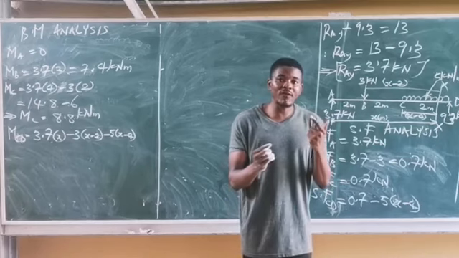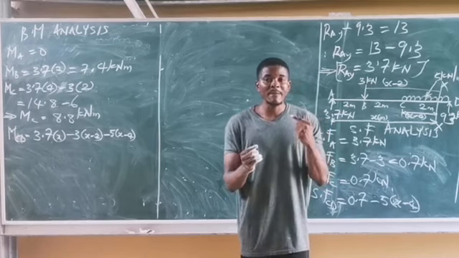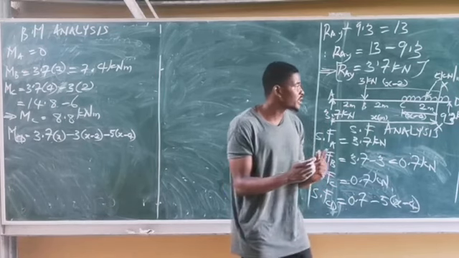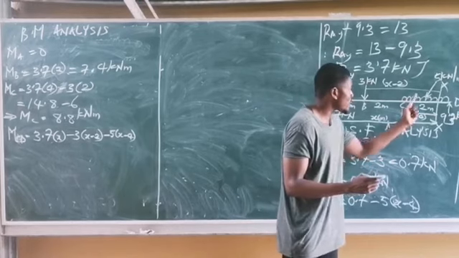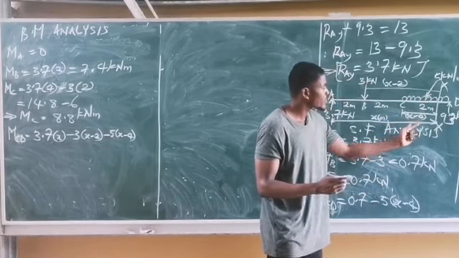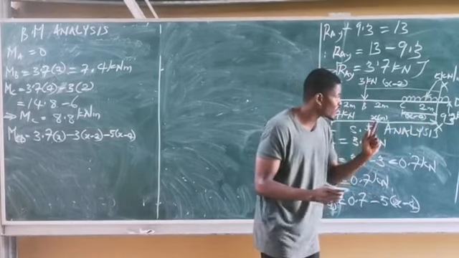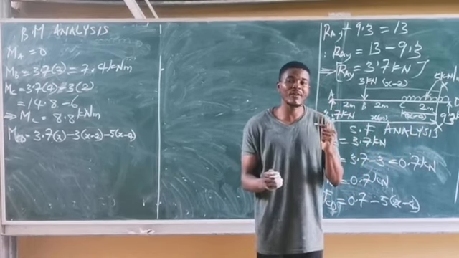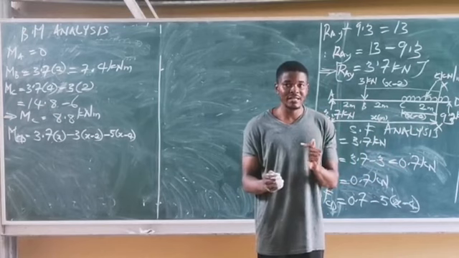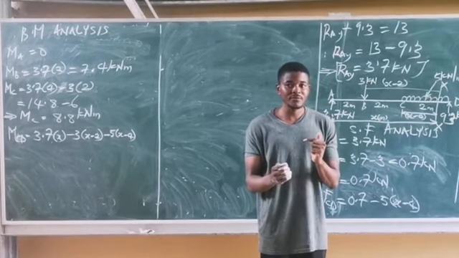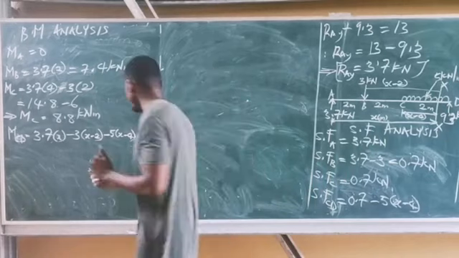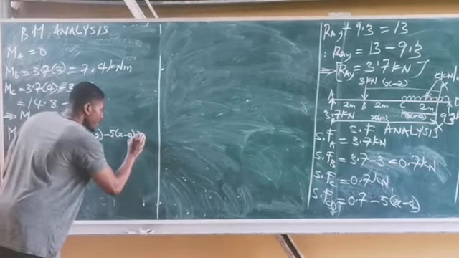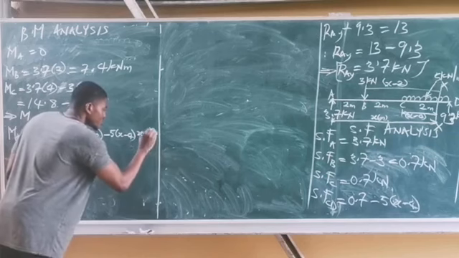Immediately you convert a UDL to a point load, place it at the middle of the length covered by the UDL. In this case, we've converted this to a point load 5 times x minus 4. The middle of the length covered by the UDL is x minus 4, and the middle of x minus 4 is simply x minus 4 divided by 2. Take note of that. That is now the moment. So 5 times x minus 4 is the load, then x minus 4 divided by 2.